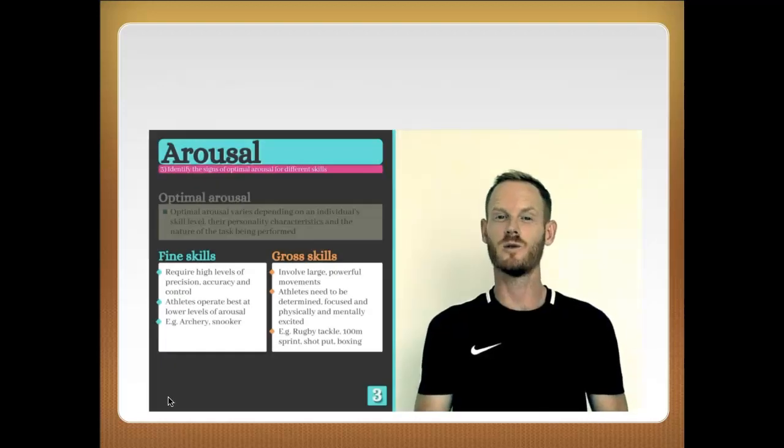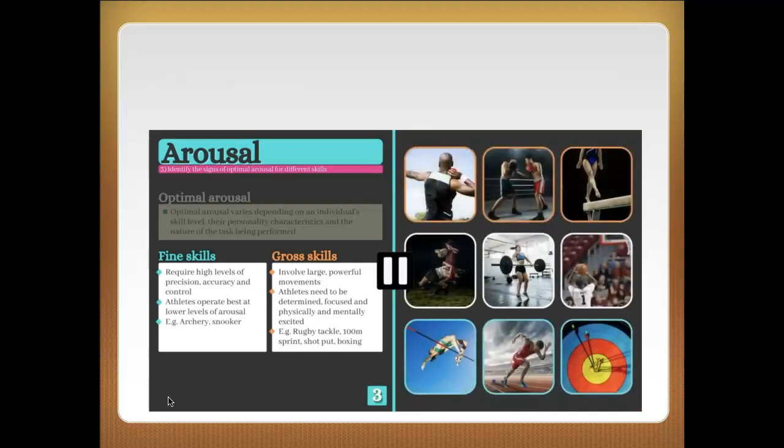Now, you'll need to be able to identify the level of arousal required for a variety of different skills, so why not pause the video now and have a go at ranking these examples. You should place the skill with the highest optimal level at the top.